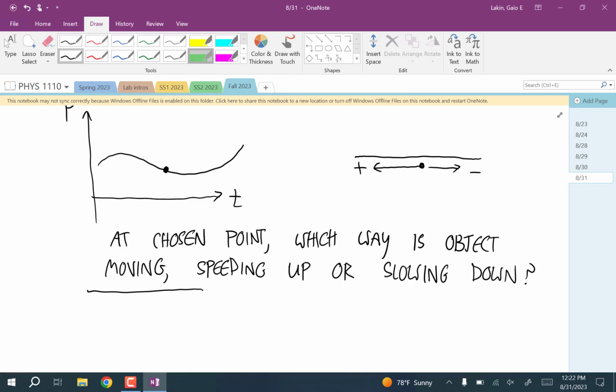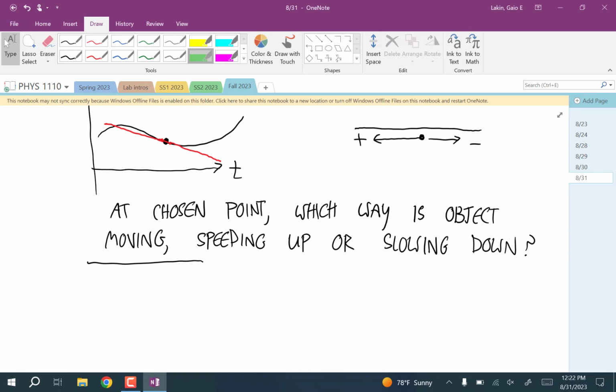Okay, well, to figure out which way it's moving, we need to figure out the sign of the tangent slope. So I'm going to draw the two nearby points, draw the tangent line. It looks like that. That slope is negative, and so the velocity is negative. Okay? So the object is moving in the negative direction, which on the picture of the real world is to the right.